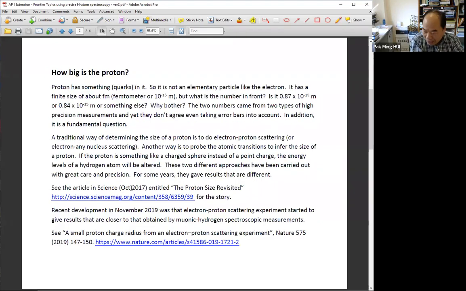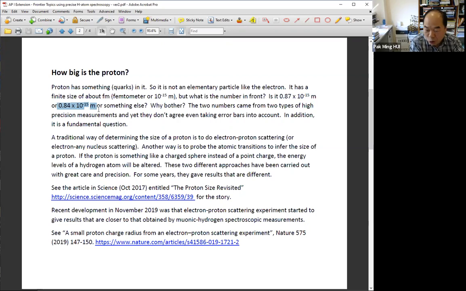The second one I mentioned already is how big is the proton. Okay, we know that it has a finite radius, so it may be something like this, and it may be something like that. Okay, so you may wonder, why bother? It's only off by 0.03 in 1 Fermi, 10 to the minus 15 meter, okay?